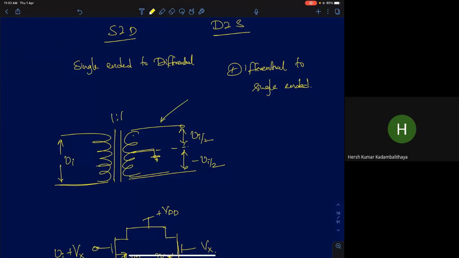If you take a center tap transformer with 1:1 turn ratio, and the center of the secondary of your transformer is grounded, then the voltage between these 2 points will be differential. With respect to this common ground, you have now generated a differential voltage. So we have two signals which are exactly 180 degrees out of phase. Okay, so we saw how to convert a single-ended signal to a differential signal.